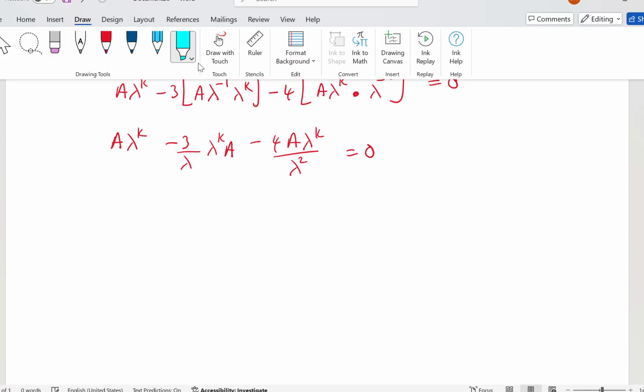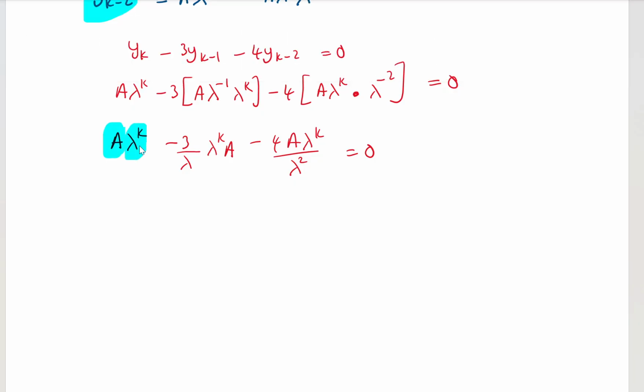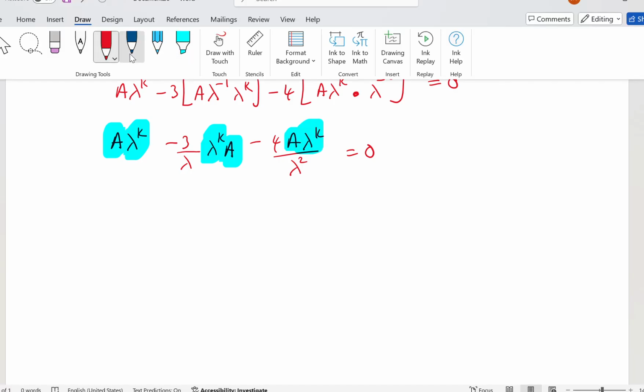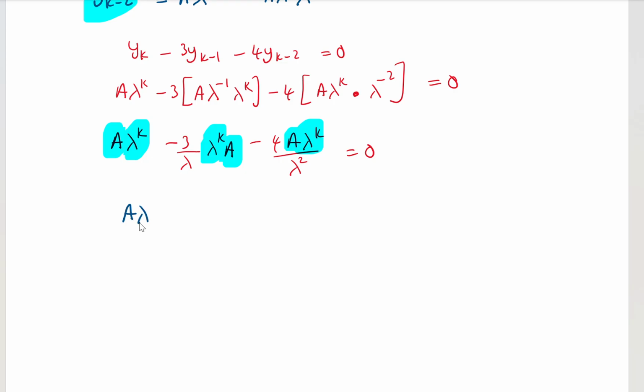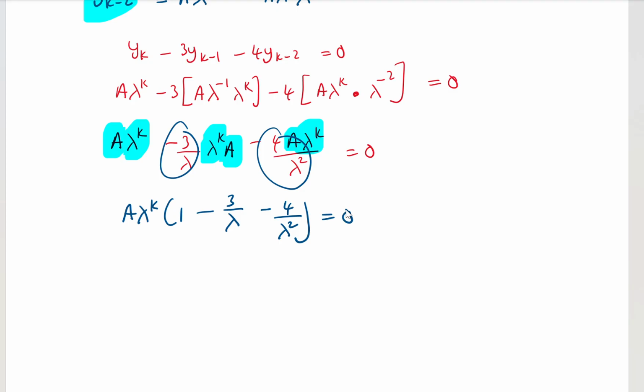Now we've got a common factor of a lambda k in all three terms, so this is what I'm going to take out as a common factor. If I take a lambda k out, here I'm left with 1, and here I'm left with negative 3 over lambda, and here I'm left with negative 4 over lambda squared, equal to 0.